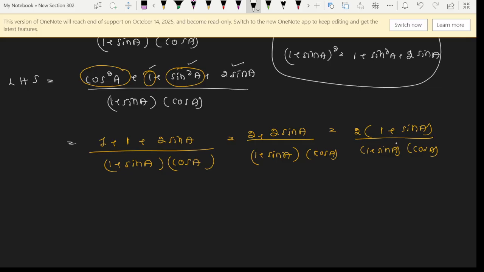So 1 plus sin a. I took 2 out of the bracket, so I was left with 2 into 1 plus sin a. So 1 plus sin a and 1 plus sin a will get cancelled with each other. 2 divided by cos a, this is nothing but 2 secant a.